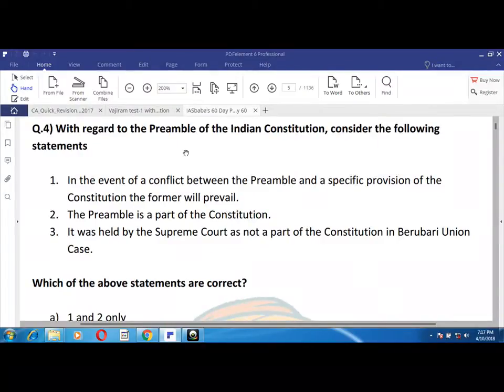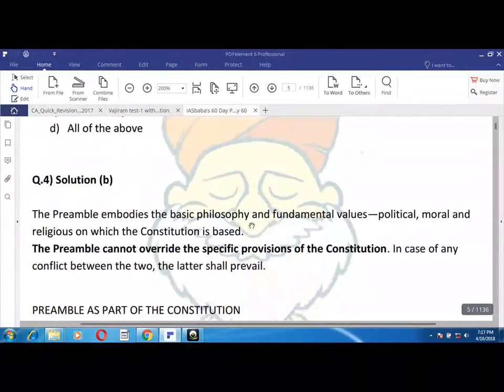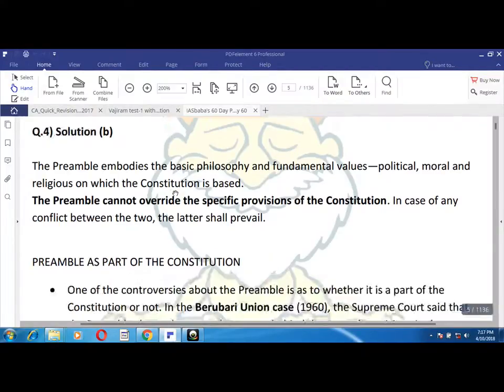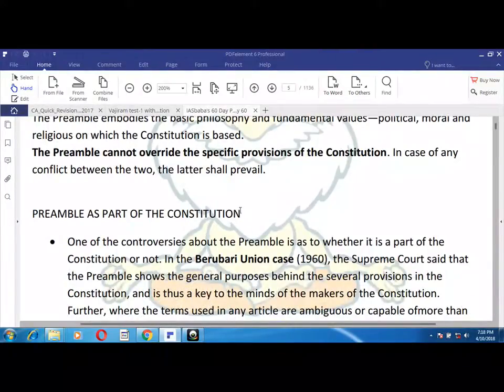So, the preamble is a part of the Constitution. It was held by the Supreme Court as not a part of the Constitution in the Berubari case. The preamble embodies the basic philosophy and fundamental values, political, moral, and religious, on which the Constitution is based. The preamble cannot override the specific provisions of the Constitution in case of any conflict between the two.